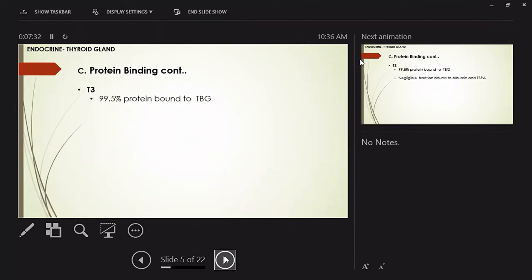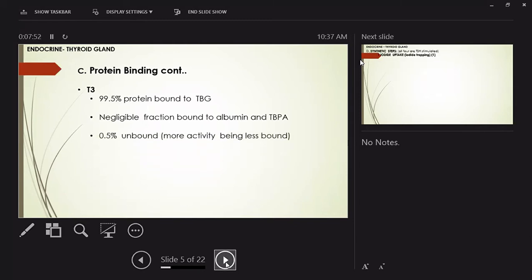T3, 99.5% is bound to thyroid binding globulin. Negligible fraction is bound to albumin and thyroid binding prealbumin. 5.5% is unbound. So this has more activity than your T4.